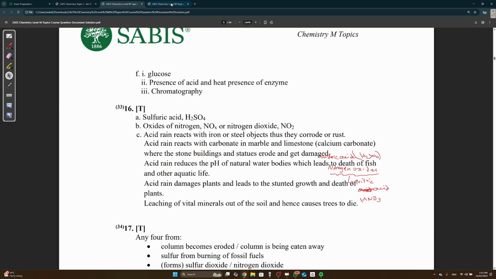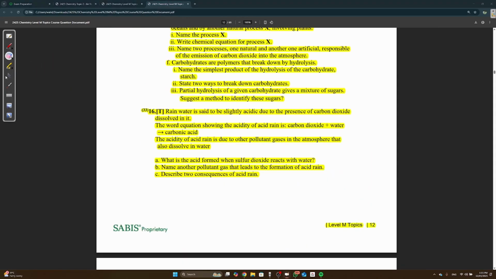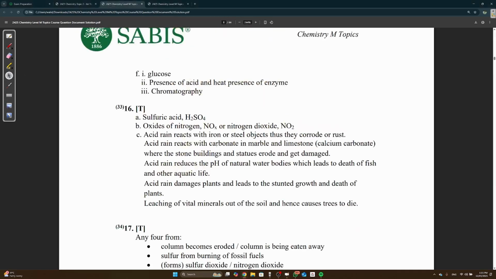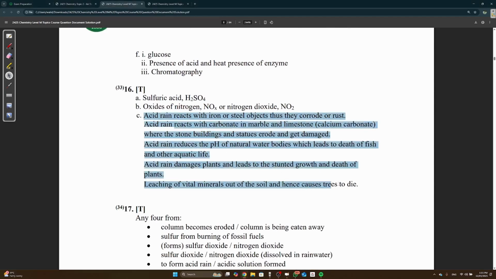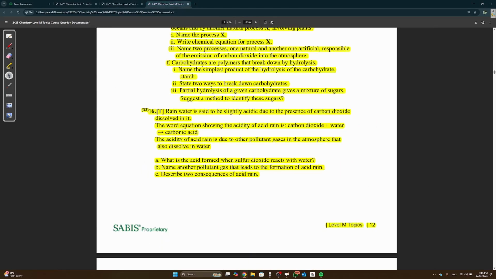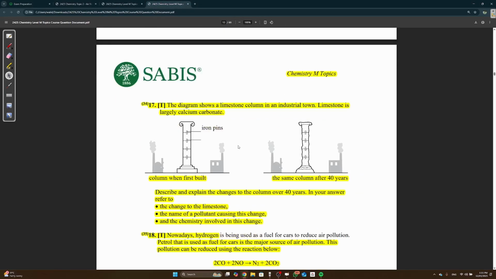So nitrogen oxides. Describe two consequences of acid rain. Obviously, one of them was erosion and the other one was harming, polluting water. See, these are all correct, okay? You can read if you want. Okay, 17.